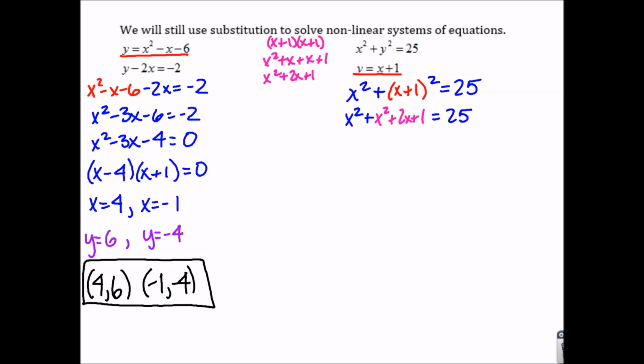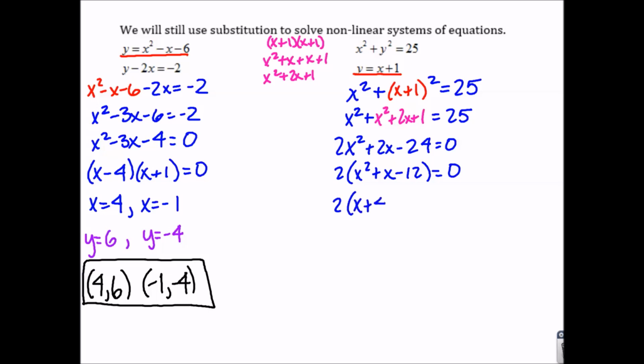So again, I'm going to solve this by factoring. If you prefer quadratic formula or completing the square, you can do that. If I combine my x squareds, I get 2x squared plus 2x. Then if I subtract 25 from both sides, I get minus 24 equals 0. So I can factor out a 2. And then I need two numbers that multiply to negative 12 and add up to positive 1, which are going to be x plus 4 and x minus 3. So my two x values are negative 4 and positive 3.